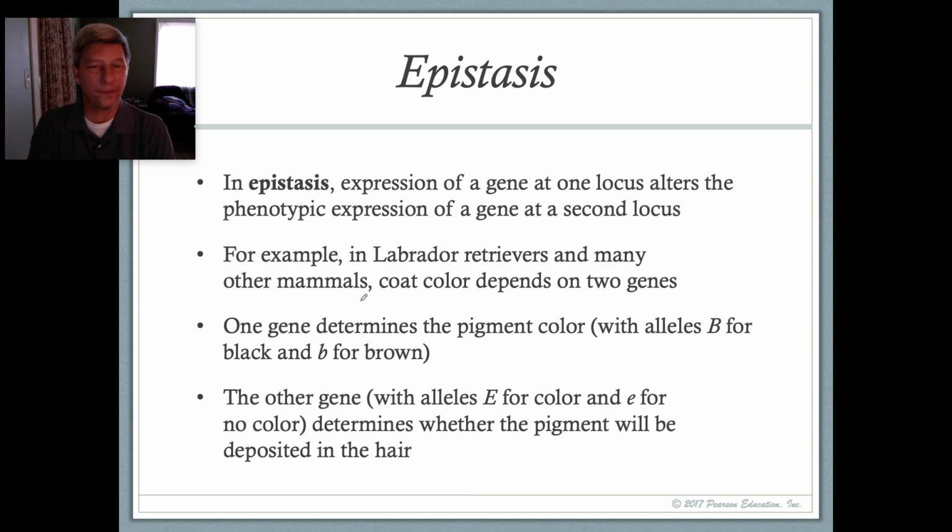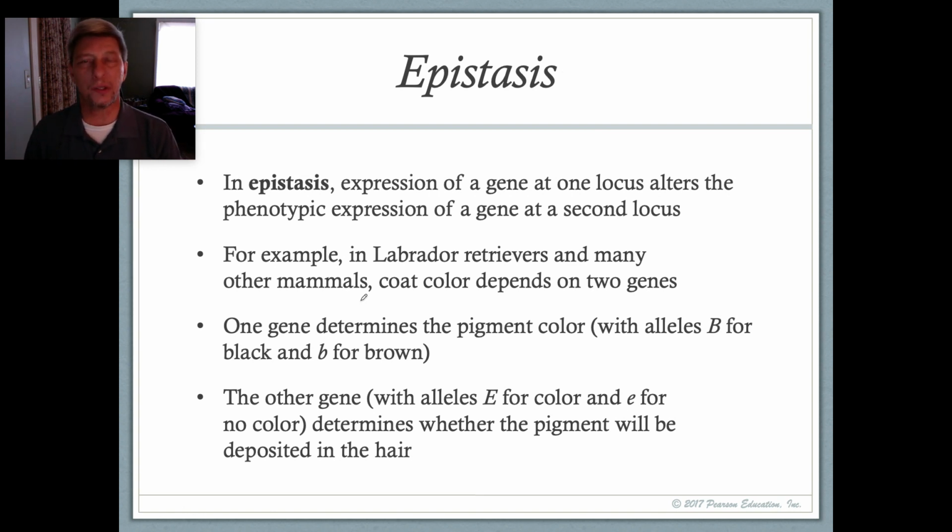A great example of this is found in Labrador Retrievers, dogs, and other mammals as well. Epistasis is when the expression of a gene at one point affects the phenotype of a gene at another spot in the genome. In labs, coat color depends on two different genes. So you can have a black lab, a brown lab, or a yellow lab. All right, and they're all Labrador Retrievers, but their coat color depends on two different genes.